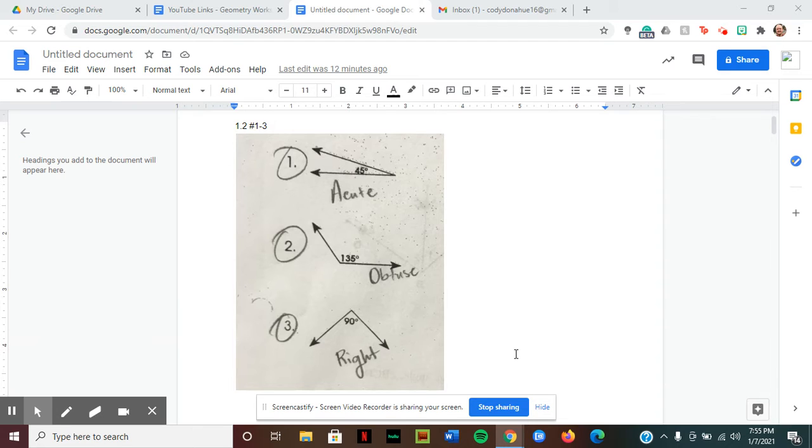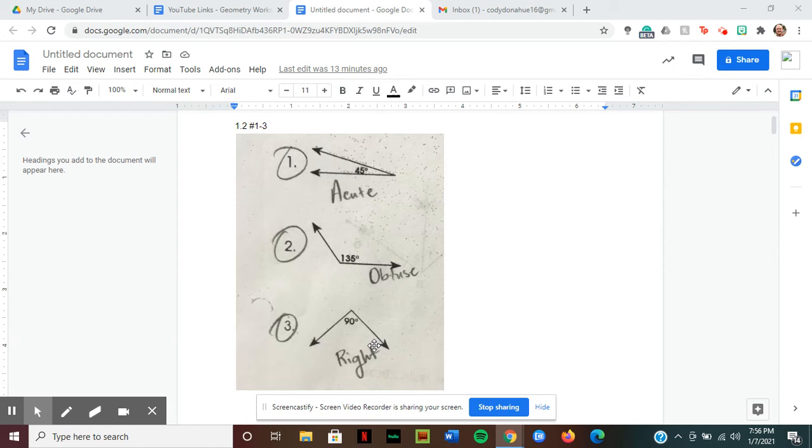Okay, so the first one is a 45 degree angle. We know that any angles that have an angle measure between 0 and 90 degrees will be acute angles. So since 45 lies in that range, this is going to be known as an acute angle. Next up, number 2, we've got an angle that has a measure of 135 degrees. Anything that goes between 90 degrees and 180 degrees is going to be considered an obtuse angle. So because 135 lies within that range, this angle is going to be known as an obtuse angle.